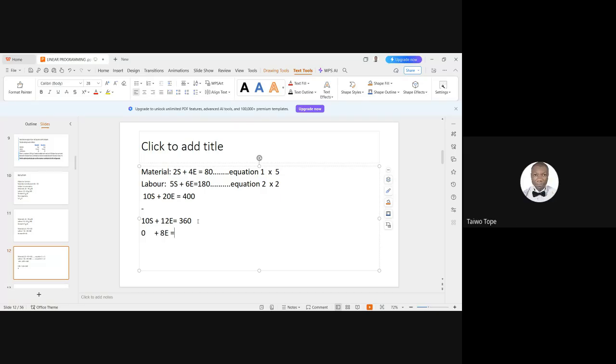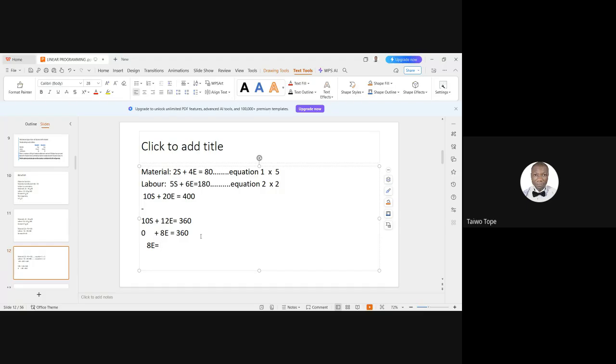8e equals what? 360. So for you to get the value of e, what will you do? If you cross 0 to the other side, it will be minus 360 minus 0, which is what? 360. The equation will be what?